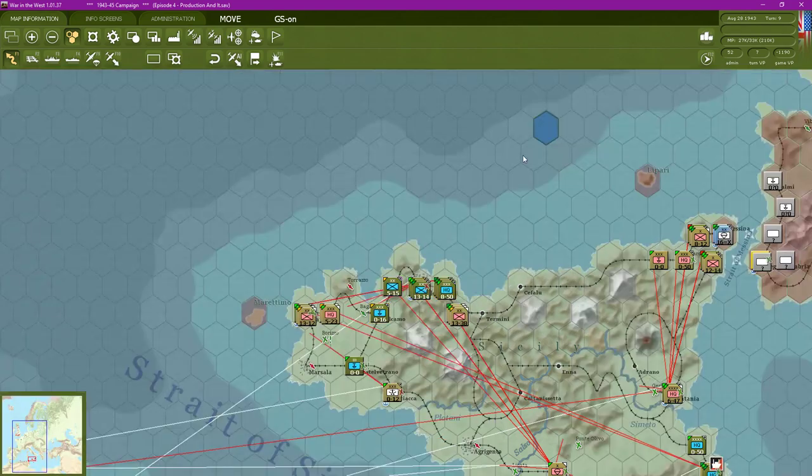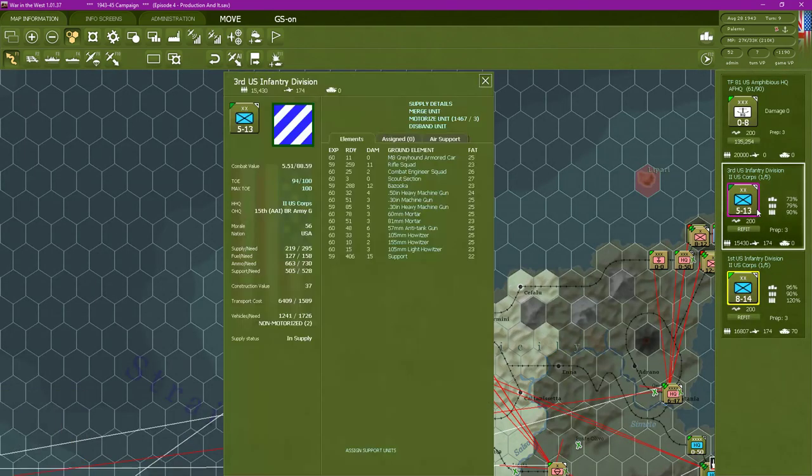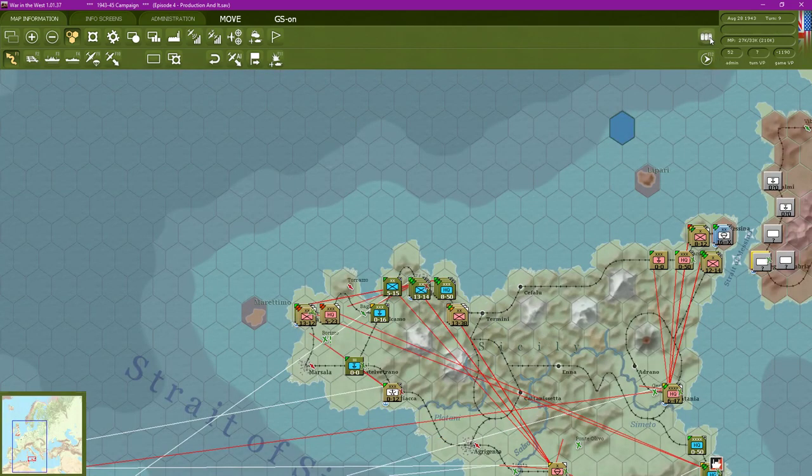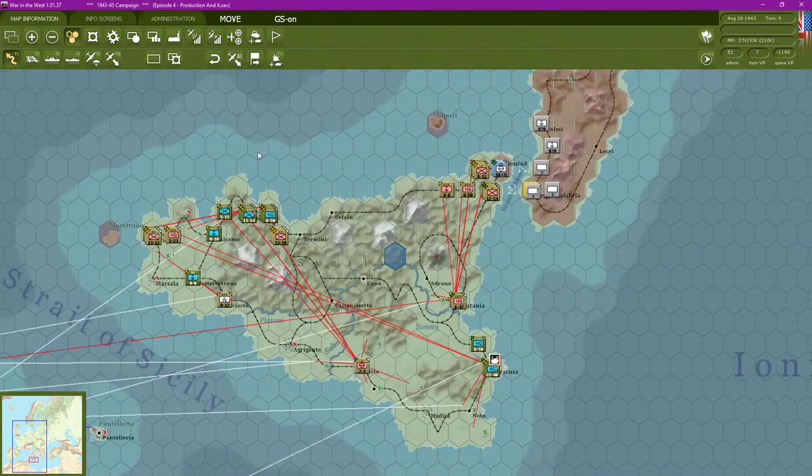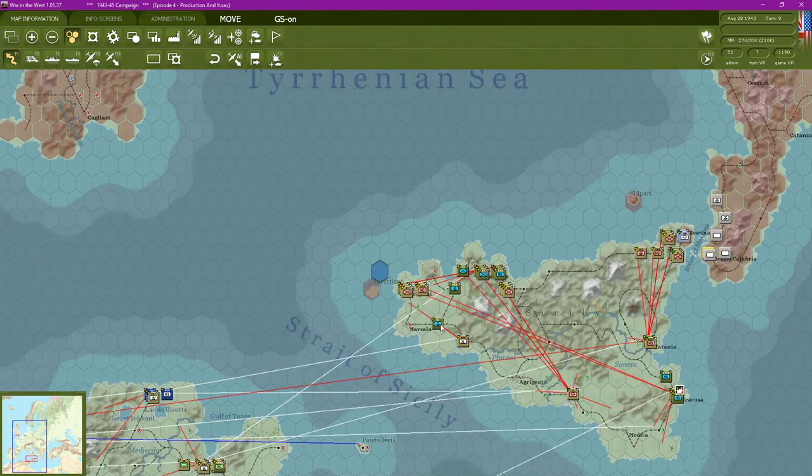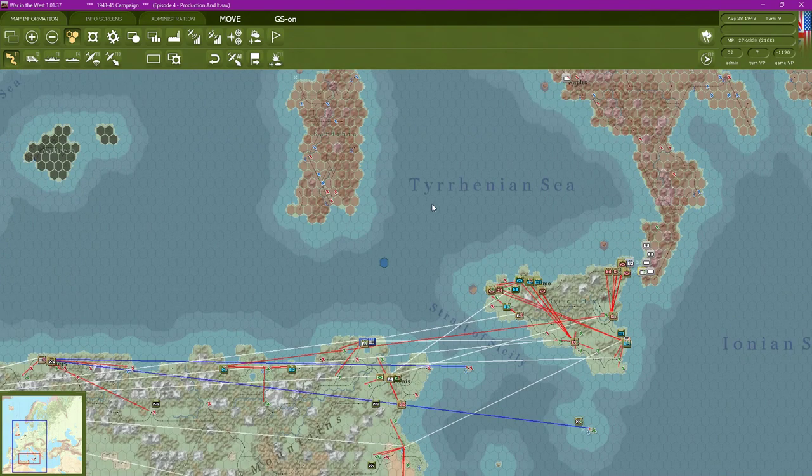Morale isn't great, 58. What should it be? 56, 57. Right. Morale, yeah, morale isn't great. Obviously, our morale has been artificially lowered by the difficulty standards, but that's fine. Okay, so we're gonna leave it here.